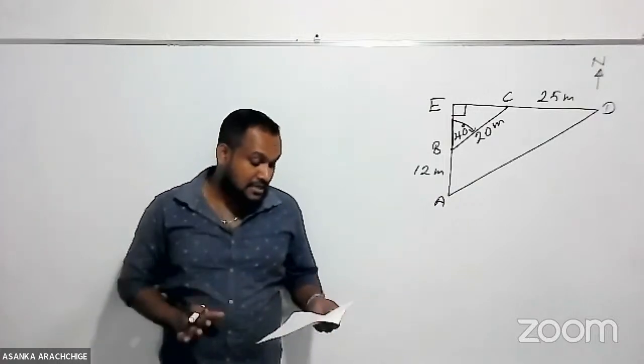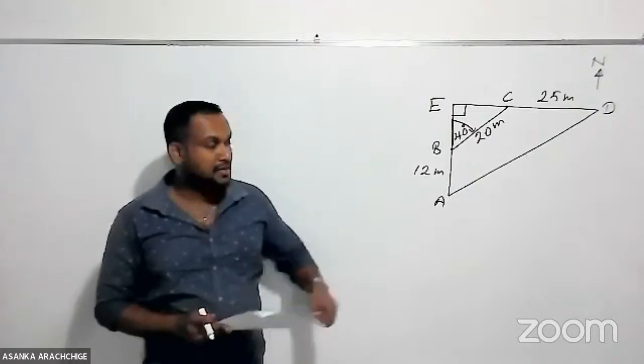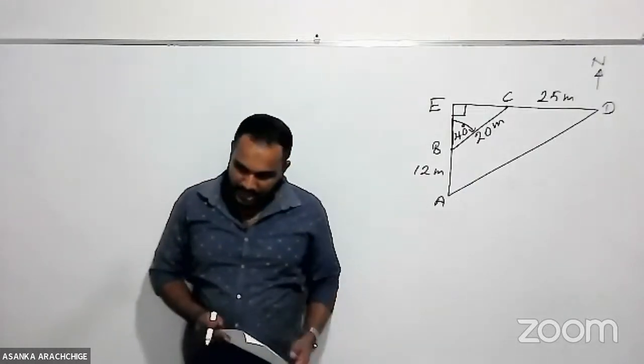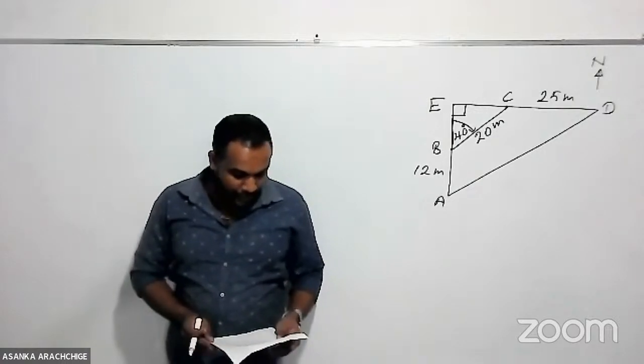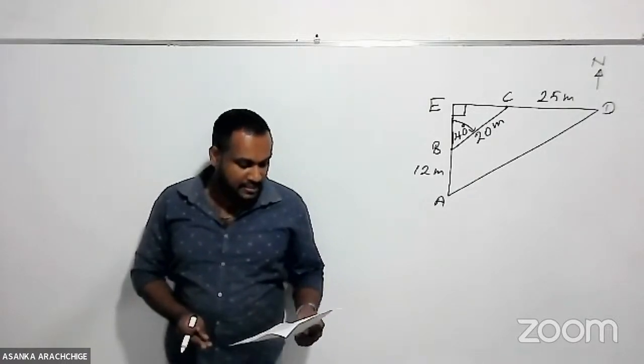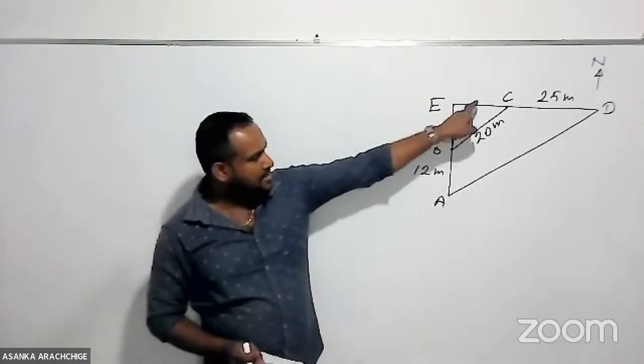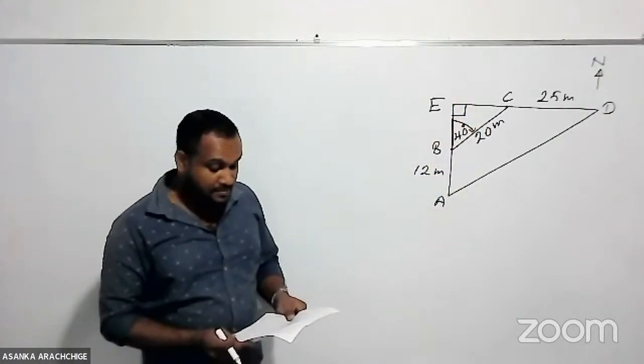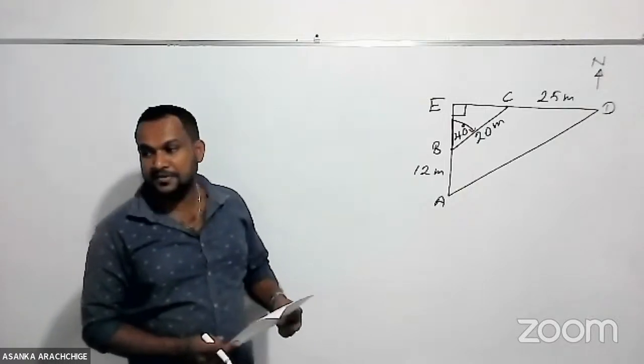Copy the above figure and mark the given information in it. Right. That is what I have already done. Part 2. Find the distance CE to the nearest meter using the trigonometric table.